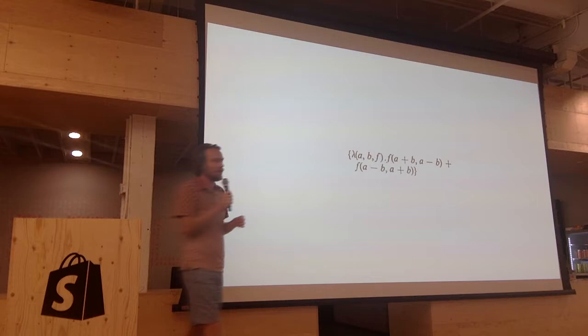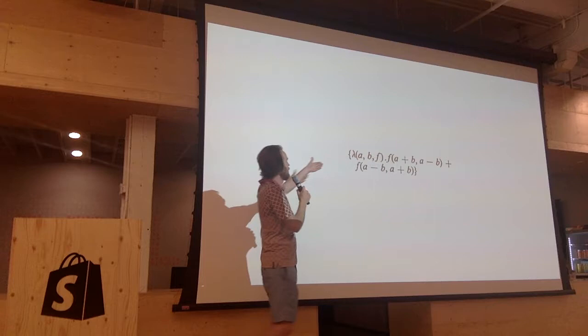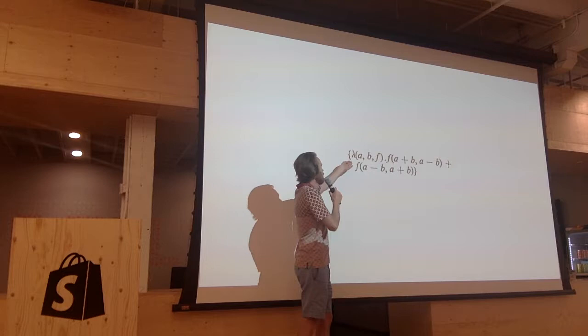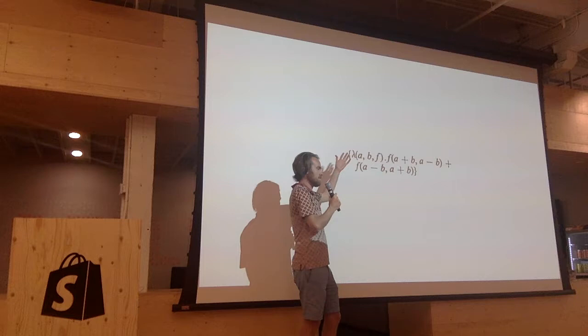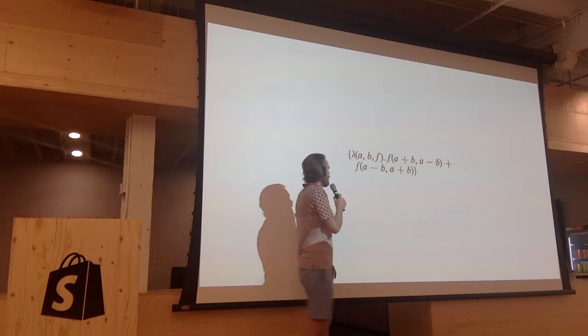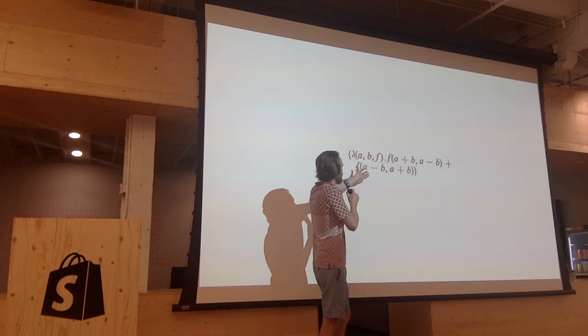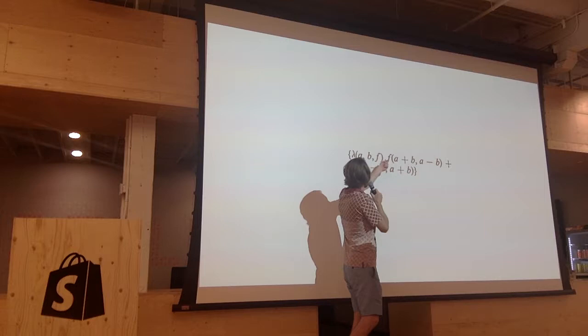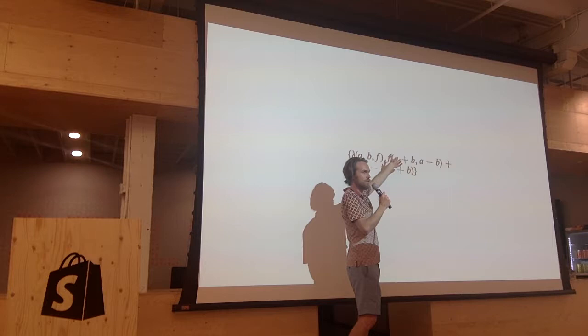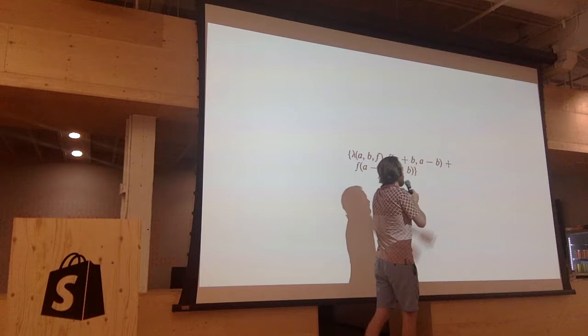So this is like a function. We are declaring a function here. The lambda says this is a function, and then at least in this form of the lambda calculus that he's talking about, you're allowed to have lists of arguments and not just one argument. So here we have three arguments, A, B, and F. This lambda expression says, I expect arguments A, B, and F, and what I'm going to return is the result of calling F, which should be some other lambda expression or function, with A plus B and A minus B, and then add that to F applied to A minus B and then A plus B.